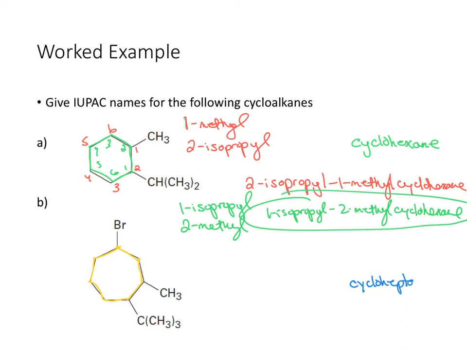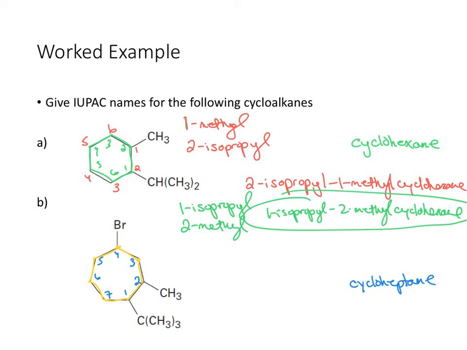And now I have to figure out my numbering. So I want to number so that I get the lowest possible numbers on everything. If I have two substituents close to each other, I'm going to number them first. So that would be 1, 2, 3, 4, 5, 6, 7. Now, what other ways could I number?